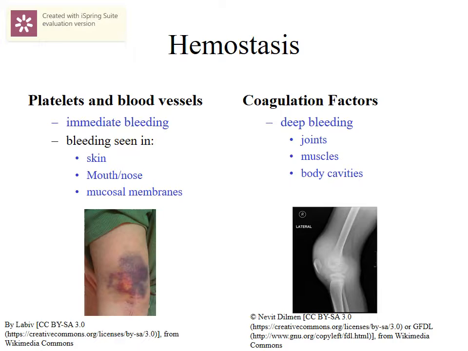Secondary hemostasis involves the blood clotting or coagulation factors. And what we see is deep bleeding, bleeding into the joints, the muscles, body cavities. And what you see here is an example of what we would call a swollen knee, or hemarthrosis. So, bleeding into the joints.